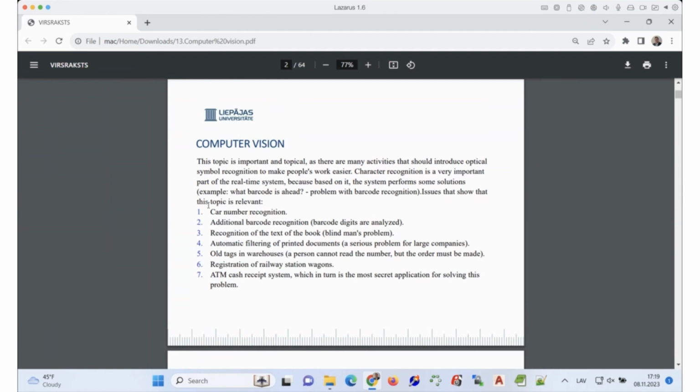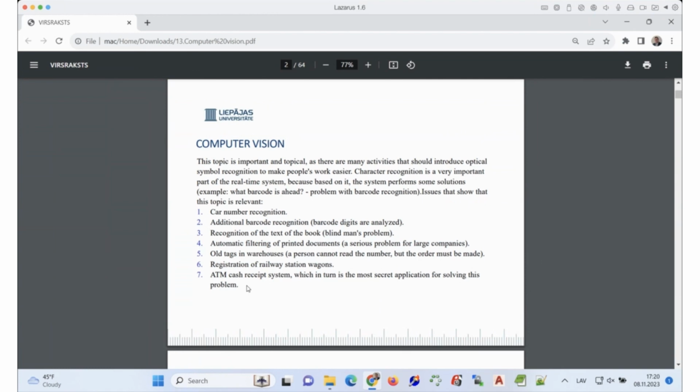And here I listed several fields which are used daily, and we don't even think of these things. Car number plate recognition, barcode recognition, and the story is not about those barcode scanners. The story is about customized barcodes and labels in warehouses, when it's impossible for a human even to read what's there. But a computer can do that actually.